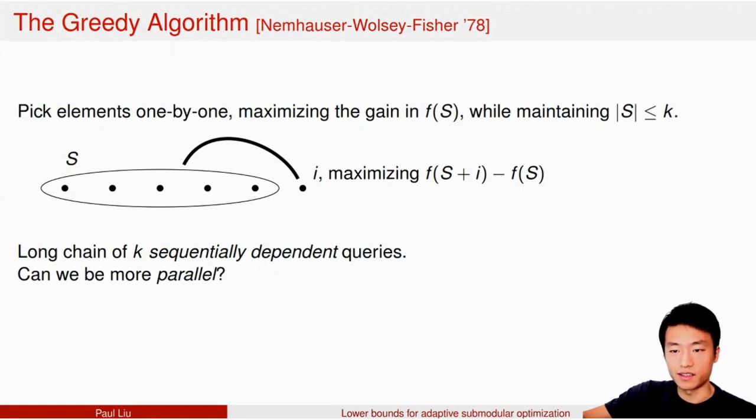Nowadays people are highly interested in the parallel computational regime, and the classic greedy algorithm is actually pretty terrible in this regime. If you think about the greedy algorithm, each additional element is computed based on the current set you have gathered so far. So when you run the algorithm, this causes quite a long chain of sequentially dependent queries. One question asked by Balkanski et al. is whether we can make the greedy algorithm parallel. And the answer is actually yes.